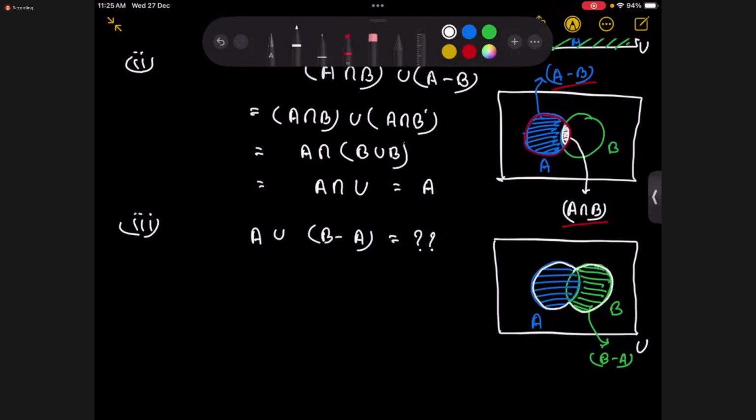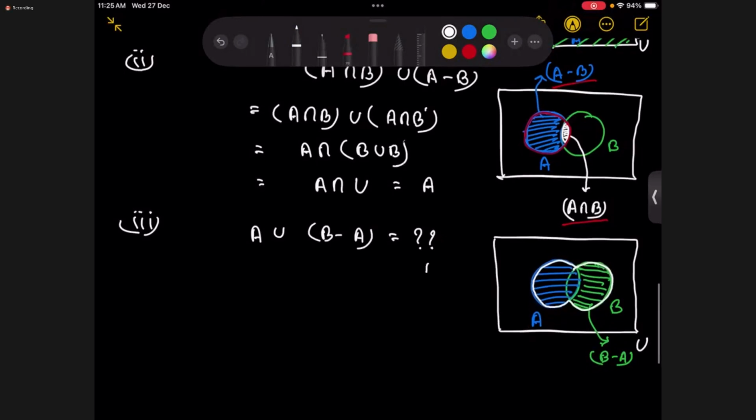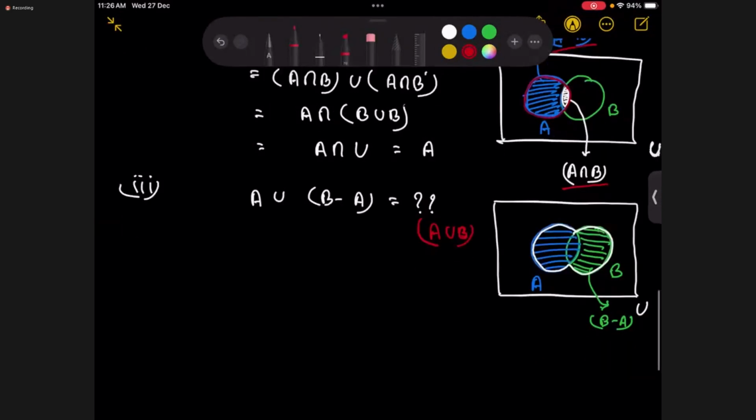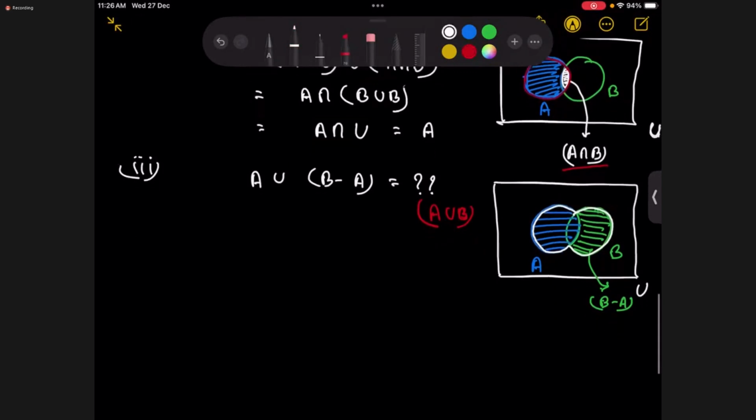So this set will be equal to A union B, or we can write it in red. We have not verified it, so we write it in red. This is our assumption that it can happen, or using the Venn diagram we can see that this may happen. Okay, so let us prove this. Are what we are getting and what we are assuming equal or not?